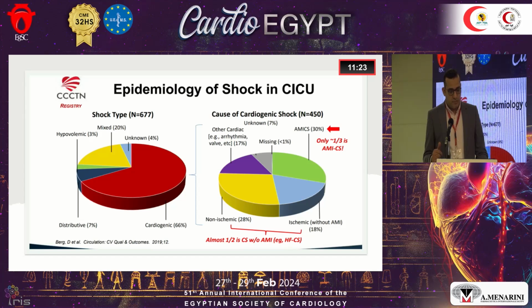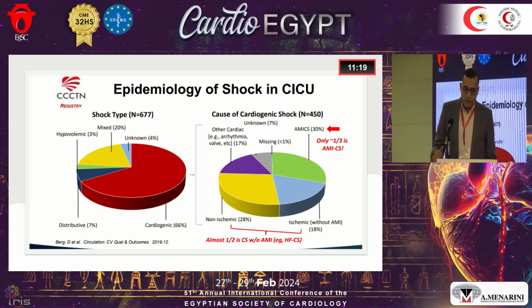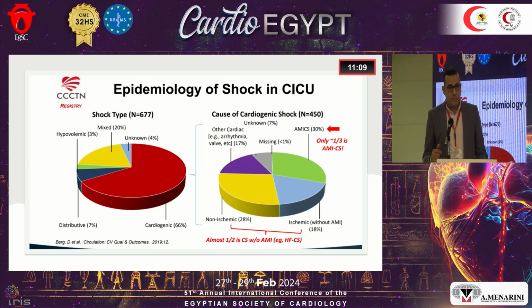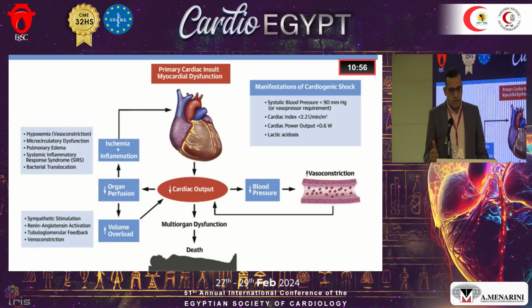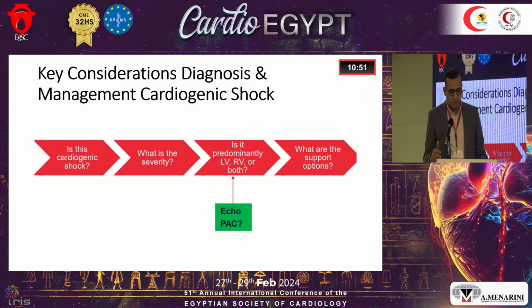Regarding cardiac shock, it represents about 66% of all causes of shock. As you can see in the right diagram, it is not a single cause but multiple causes, and this is one of the challenges in treatment. Roughly, we can classify cardiac shock into acute MI cardiac shock and non-acute MI cardiac shock. Fortunately, all types of cardiac shock have the same pathophysiology.